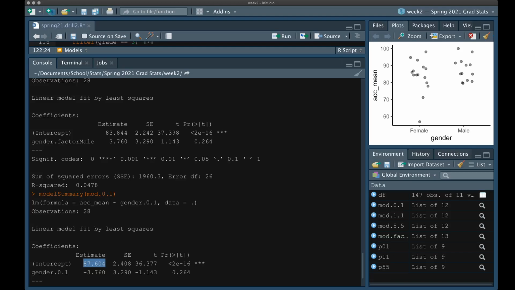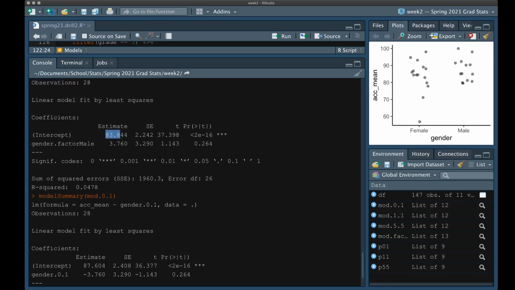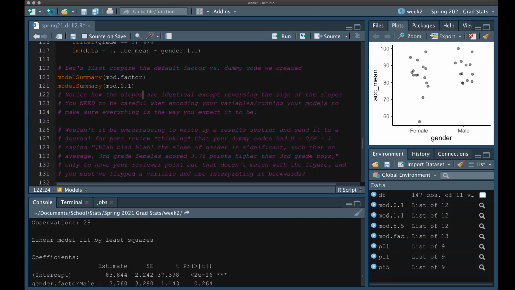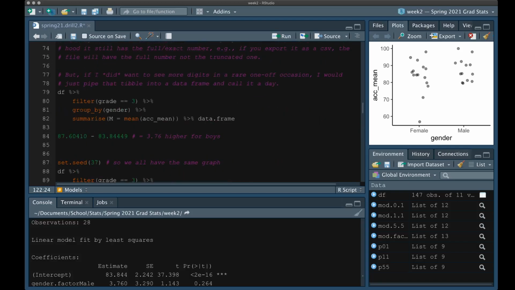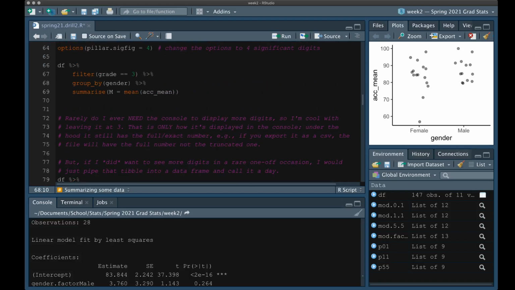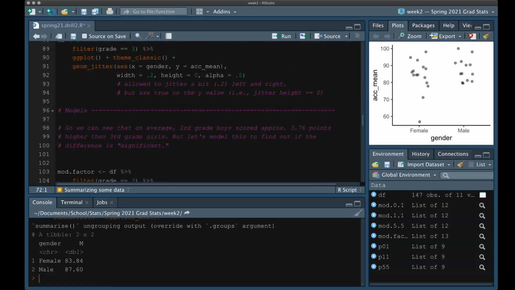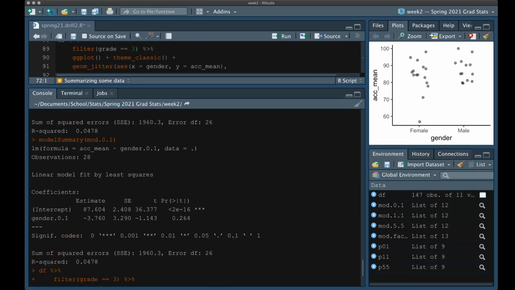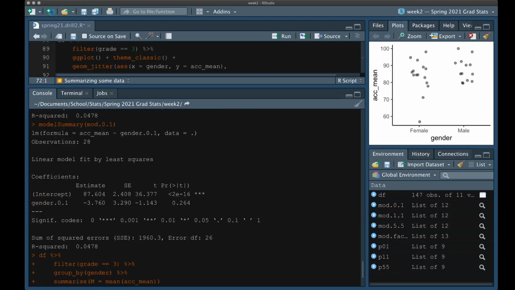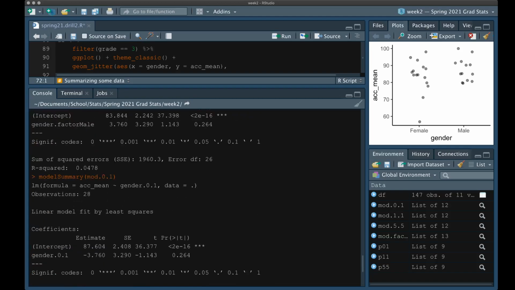So why is that? If we look here, the intercept on the default coding is 83.8, and the intercept on our 0-1 coding is 87.6. Do those numbers sound familiar at all to you? Because they should. If we go back up and look at our group means, we can see that those are the group means.